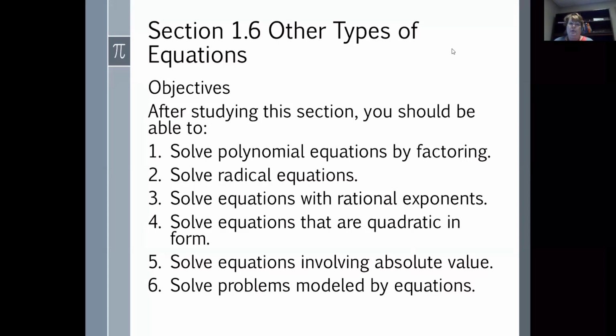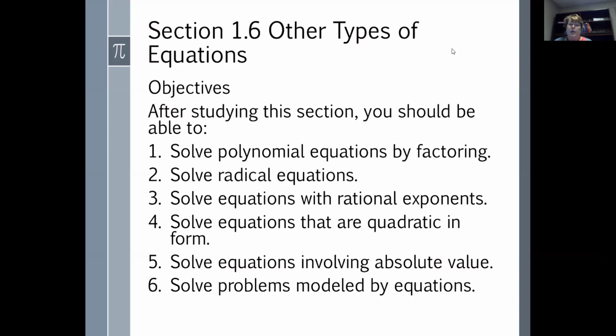The first type we're going to look at is polynomial equations, and we're going to solve those by factoring by grouping. The second type of equation we're going to look at are radical equations. Those are equations that contain radical symbols like square roots. The third type we're going to solve are equations that contain rational exponents. And the word rational again means fractions. So that's an equation that has an exponent that's a fraction.